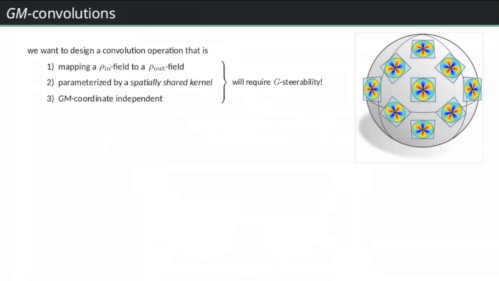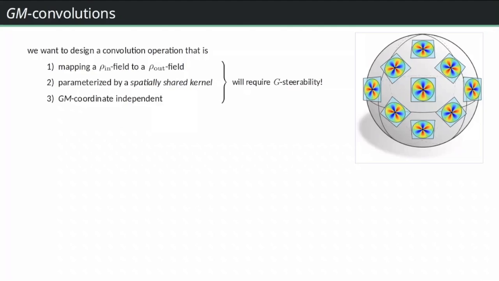Okay, so we are not really interested in something like linear maps on our tangent spaces, but we want to design a convolution which is GM coordinate independent, which is why we call it a GM convolution. And we have certain requirements on this convolution.